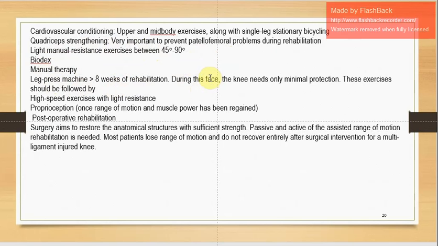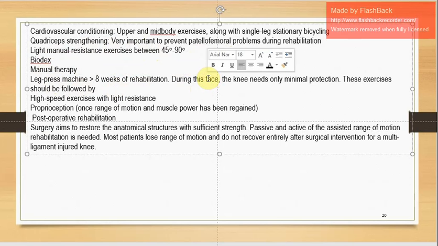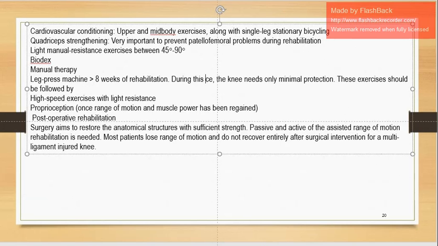During this phase, the knee needs only minimal protection. These exercises should be followed by high speed exercises with light resistance. Proprioception training is done once range of motion and muscle power has been regained.